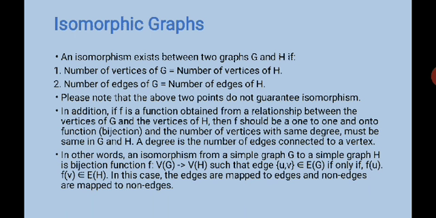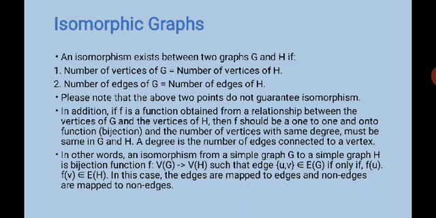In addition, if a function f is obtained from a relationship between the vertices of G and the vertices of H, then f should be one-to-one and onto, a bijection, and the number of vertices with the same degree must be the same in G and H, right? A degree is the number of edges connected to a vertex. So whatever degrees are there in G, the first graph, the same number of degrees has to be in the second graph H, right?